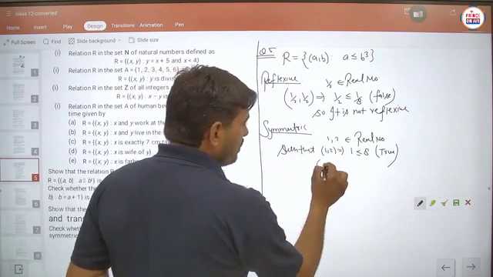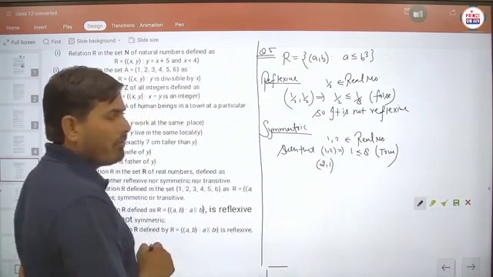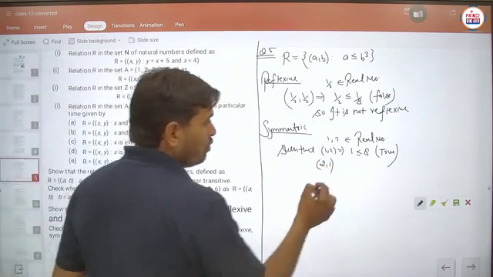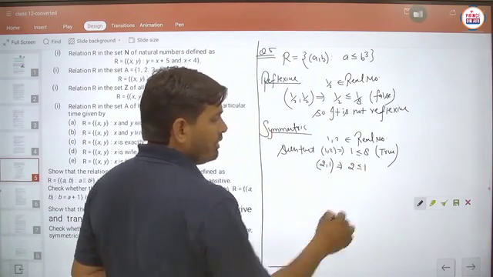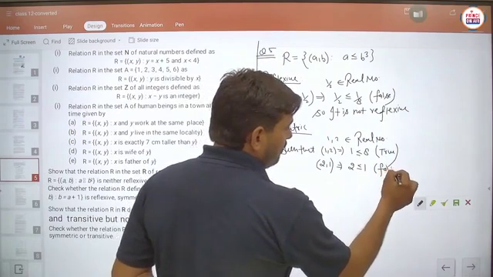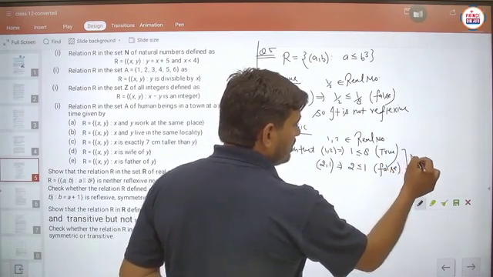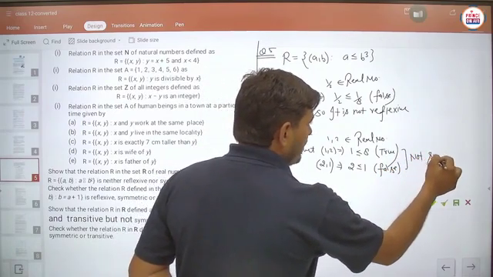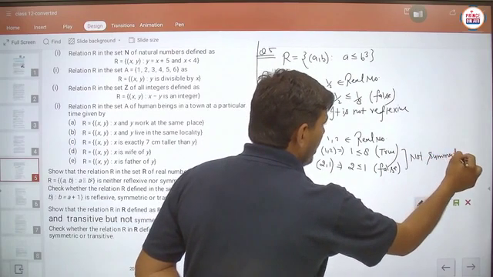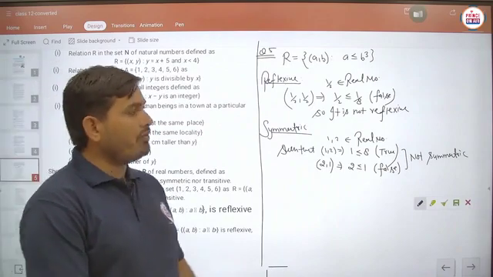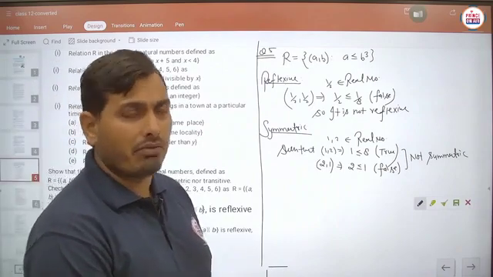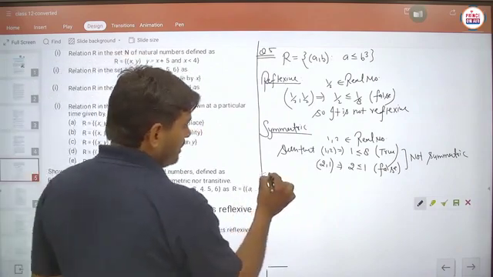Now we have to reverse the condition, meaning we check (2, 1). Then, students, (2, 1) means 2 is less than or equal to 1 cube, which is 1, but this is found to be false, so it is not symmetric. Is it clear? So basically, students, this given relation is so far not reflexive and not symmetric. Now we will check for transitive.